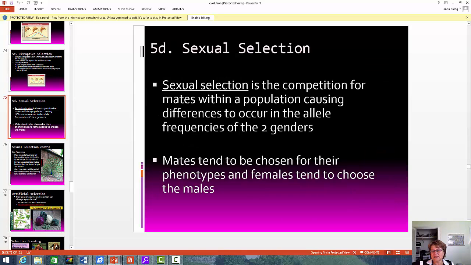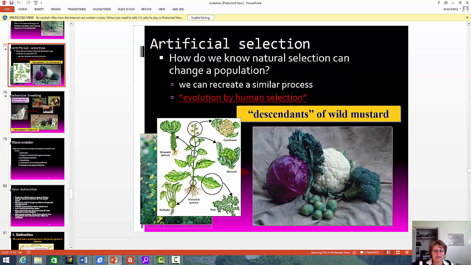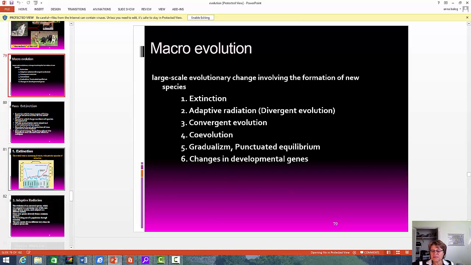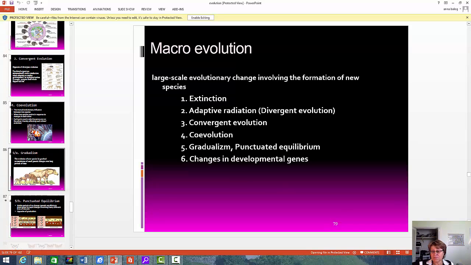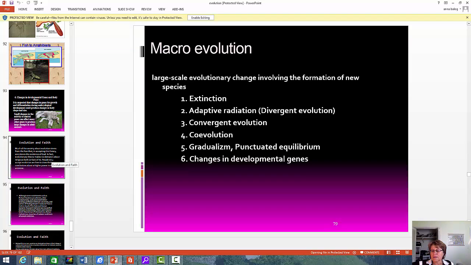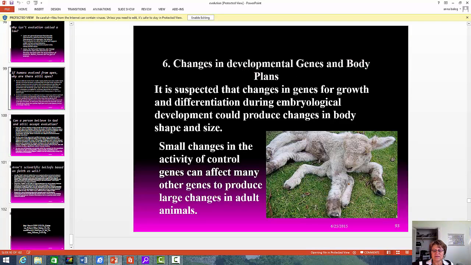Why is sexual selection, the sex, so important in terms of evolution? What is artificial selection? Somebody said that they didn't know it. This is when we step in. The macroevolution and the steps, so you got to know these guys right here and which one means what. That's quite important. And so that's about it. It's not that difficult then.